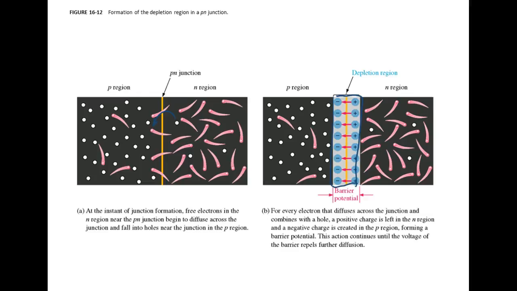Now what this causes to happen though, is it causes ions to form on both sides, in the P material and the N material. So what we end up with is a little tiny high resistance. In fact, it actually looks like this.